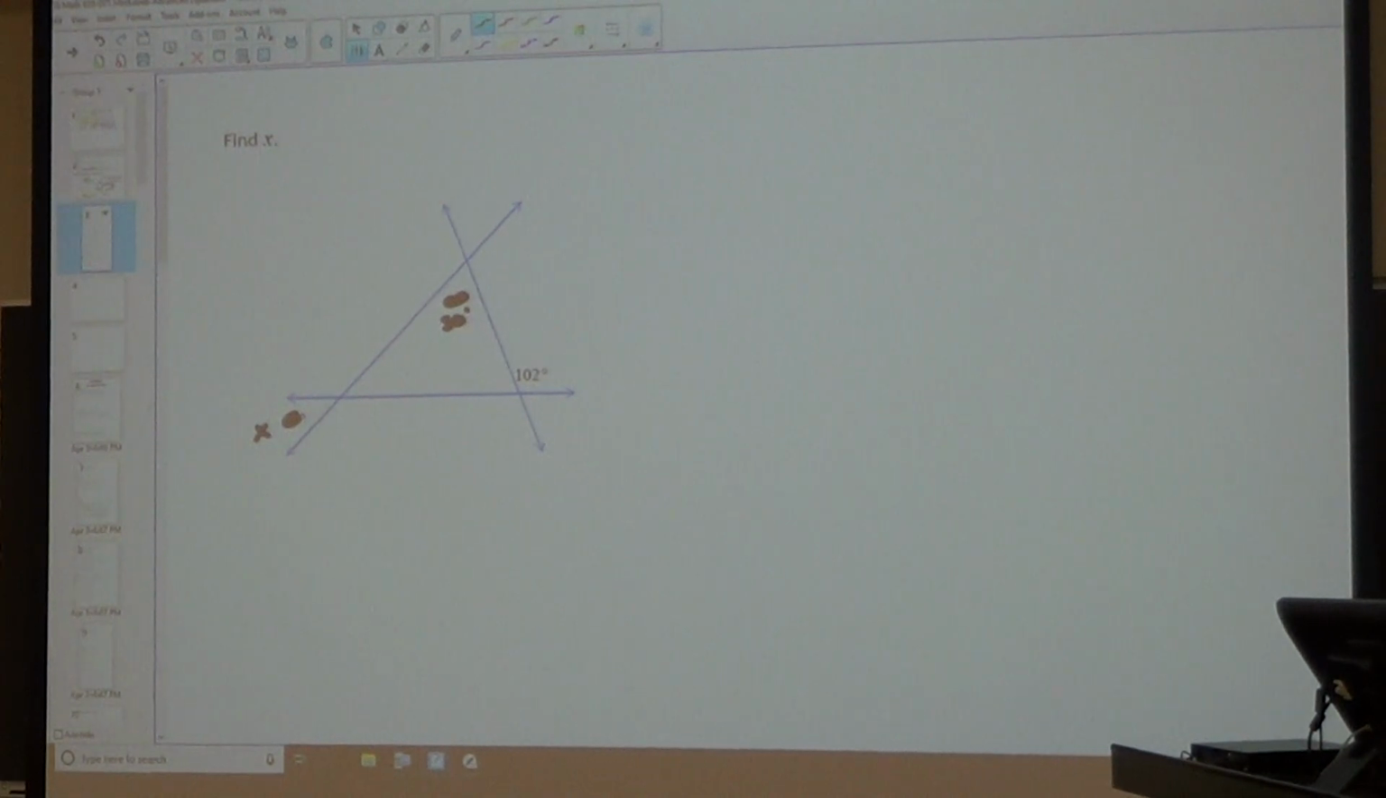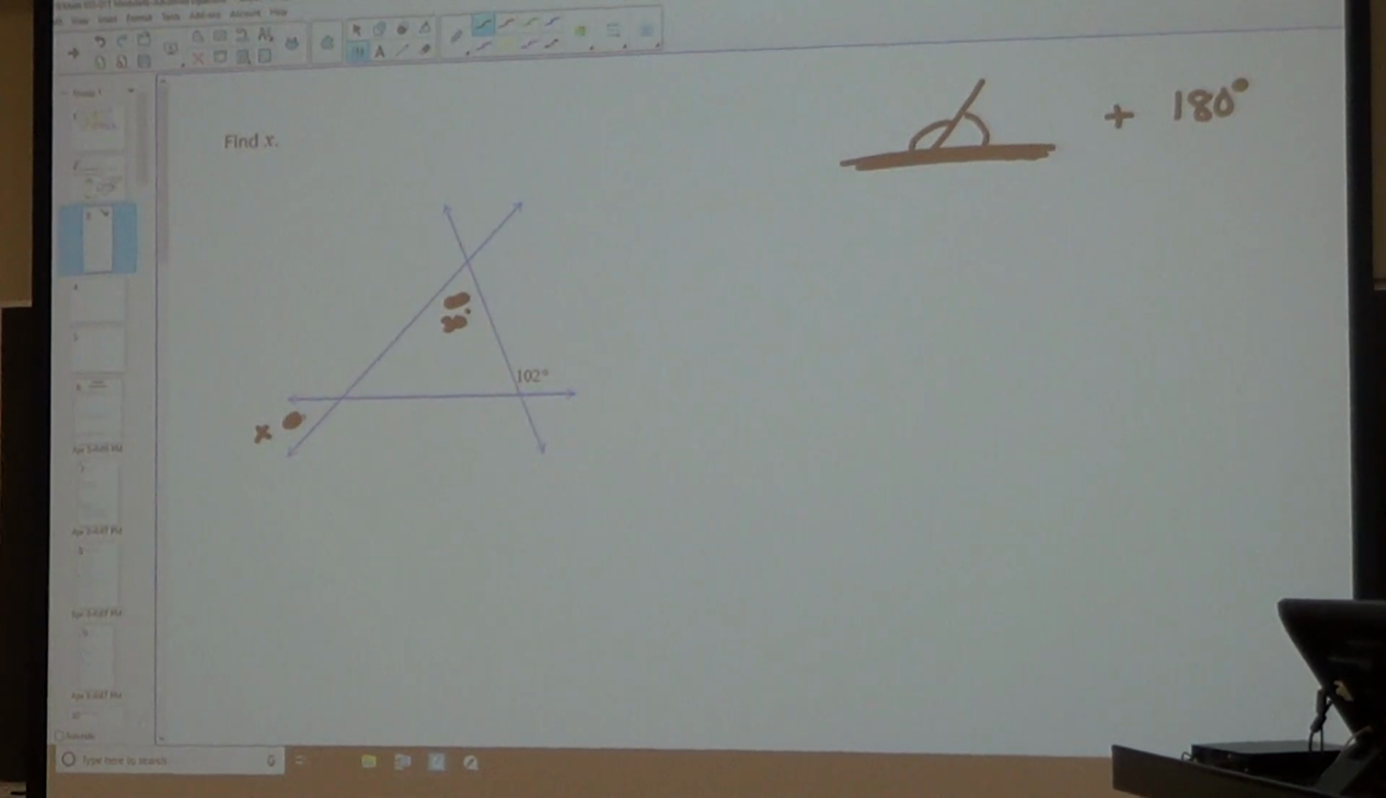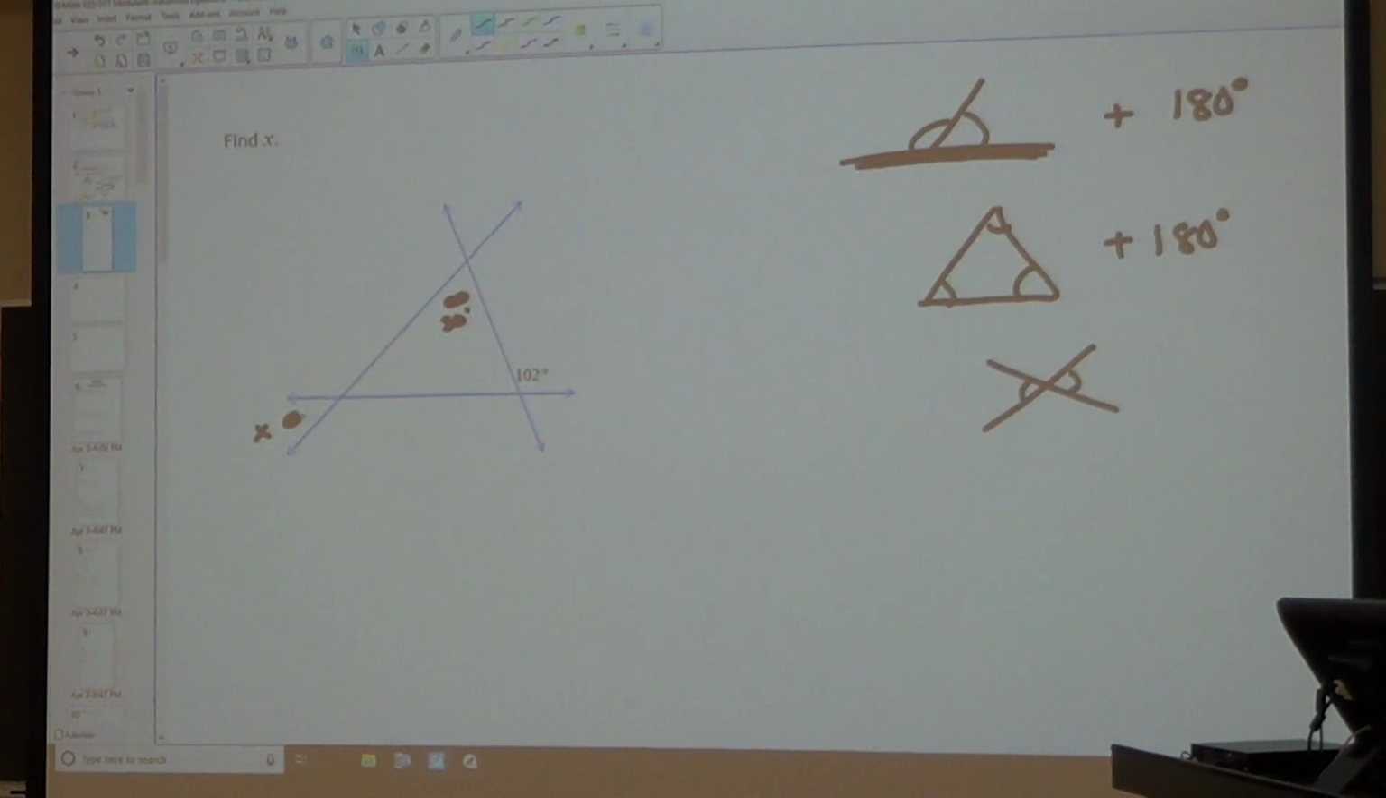Okay, so we have 3 rules to do this problem. We have a rule that says if you have 2 angles that make a line, those 2 angles add up to 180 degrees. We have a rule that says if you're in a triangle, the angles of a triangle add up to 180 degrees. And we have a rule that says if the angles are diagonally across from each other, they are equal because they make something that looks like butterfly wings, and butterfly wings are equal.